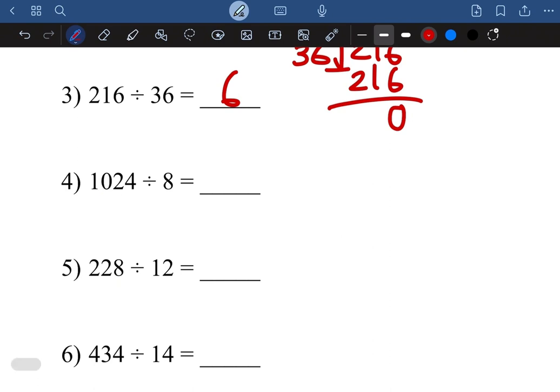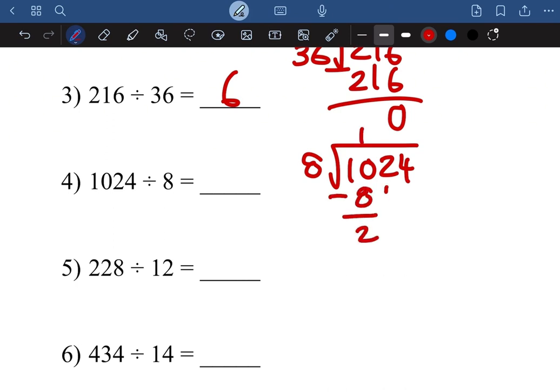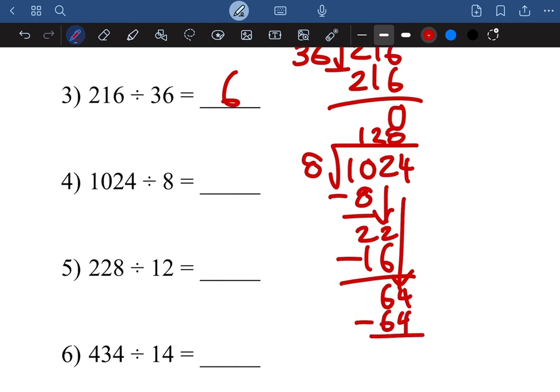Number 4, we have 1024 divided by 8. So 8 goes into 10 once. 10 minus 8 is 2. We bring the 2 down. 8 goes into 22 2 times. 2 times 8 is 16. So we subtract 22 minus 16, which is 6. And then we bring the 4 down. 8 goes into 64 8 times. 8 times 8 is 64. So the answer for number 4 is 128.